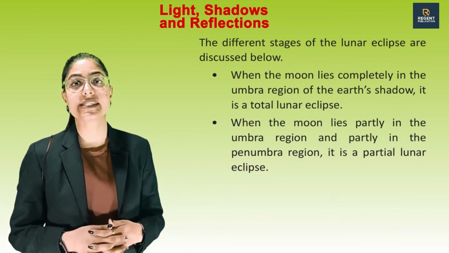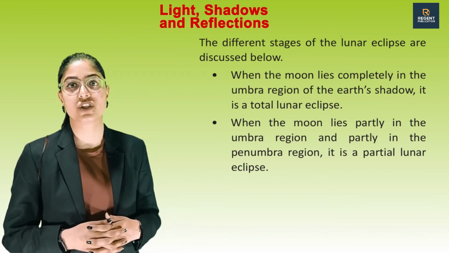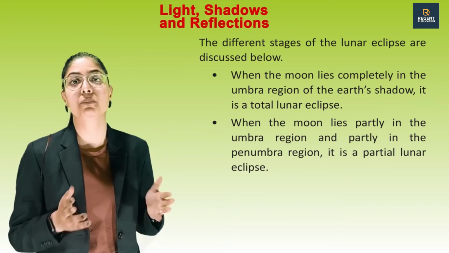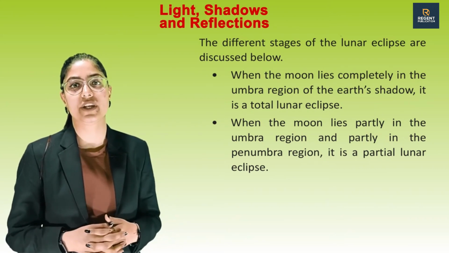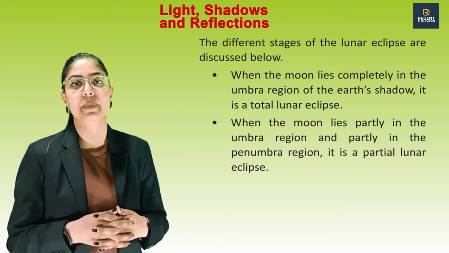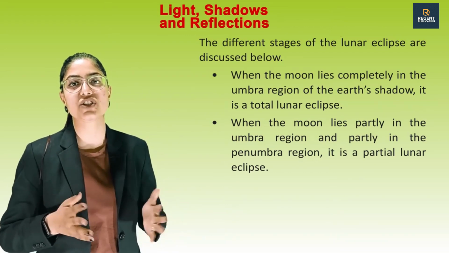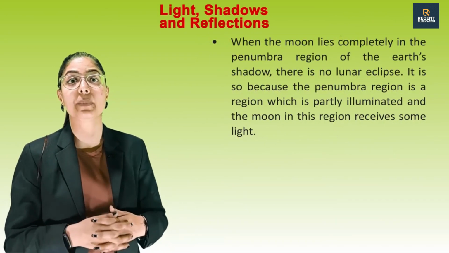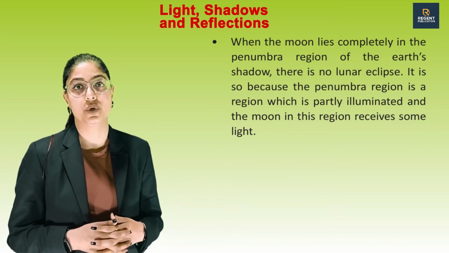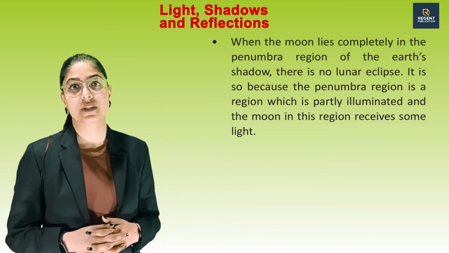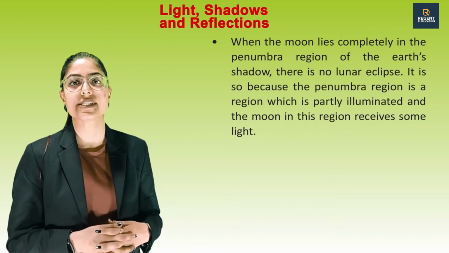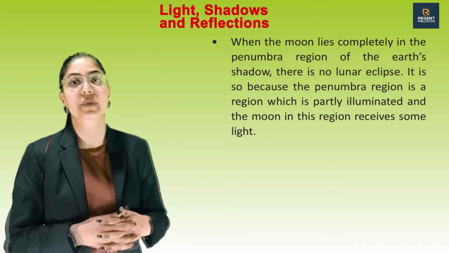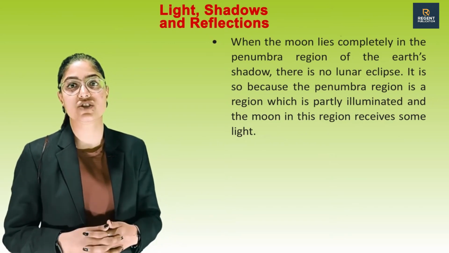When the moon lies completely in the umbra region of the earth's shadow, it is a total lunar eclipse. When the moon lies partly in the umbra region and partly in the penumbra region, it is a partial lunar eclipse. When the moon lies completely in the penumbra region of the earth's shadow, there is no lunar eclipse. It is so because the penumbra region is partly illuminated and the moon in this region receives some light.